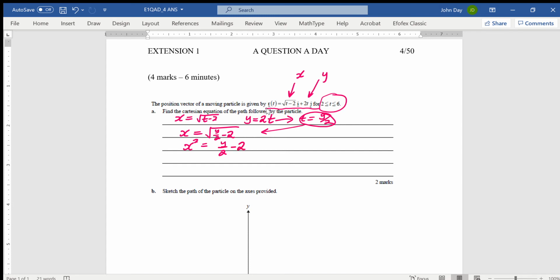So y on 2 equals x squared plus 2. So y equals 2x squared plus 4.